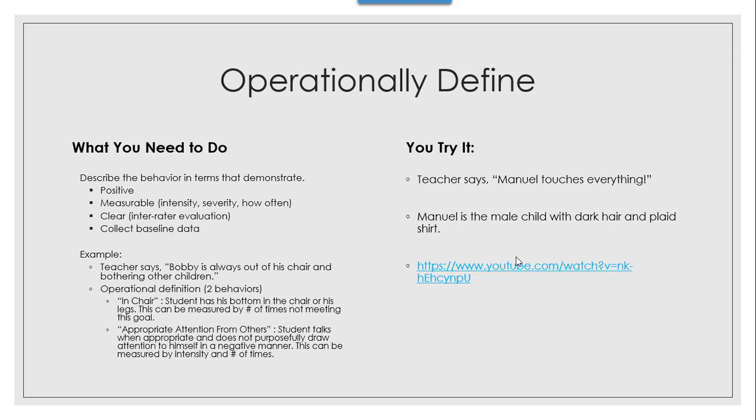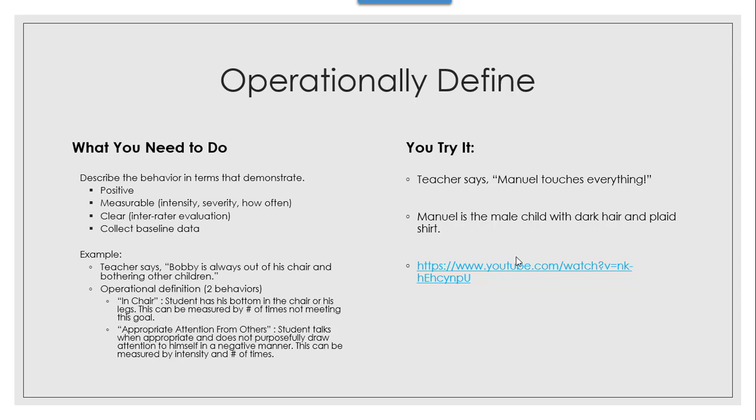And then the second part is he's bothering other children. Well, we've identified bothering other children as appropriate attention from others. And this got further broken down to the student talks when appropriate and does not purposefully draw attention to himself in a negative manner. This can be measured by intensity and number of times. So again, you can watch each time he does this positive thing and put a check mark in that period of time, or however you're going to do an assessment with observation data.